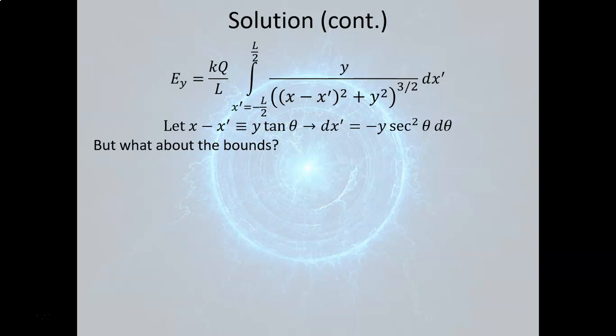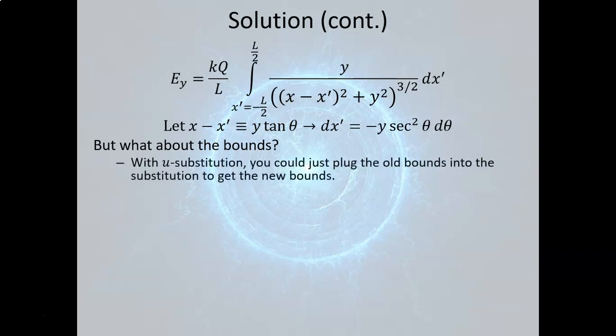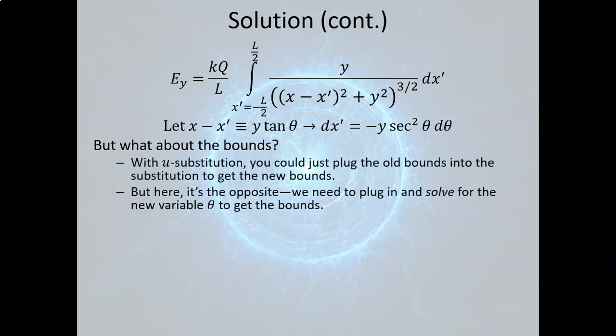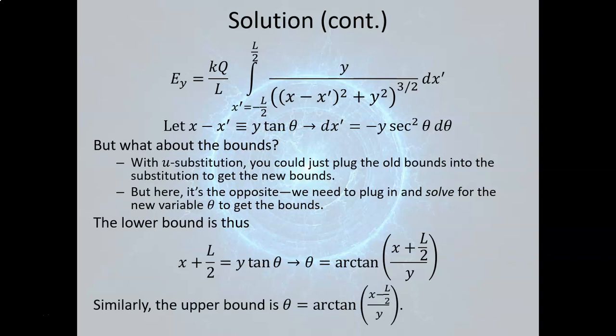What about the bounds, though? Well, same thing works as before to figure out what your new bounds are in terms of theta. Theta is now your integration variable. So in terms of theta, you imagine plugging in x prime equals negative L over 2. So the lower bound would become x plus L over 2 is equal to y tan theta, or x plus L over 2 over y equals tan theta, or theta equals the arctan of x plus L over 2 all over y. And same thing for the top bound, except it will be x minus L over 2 all over y, and arctan. So there's your lower bound, and there's the upper bound.